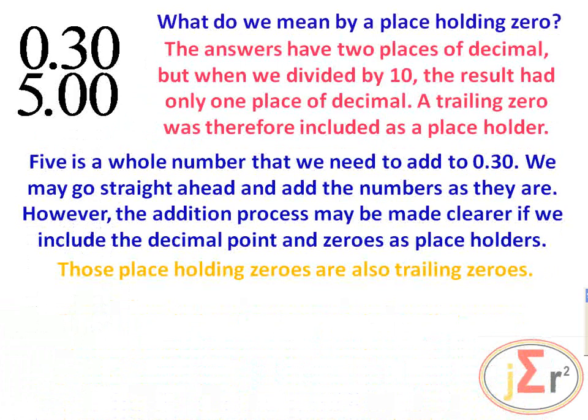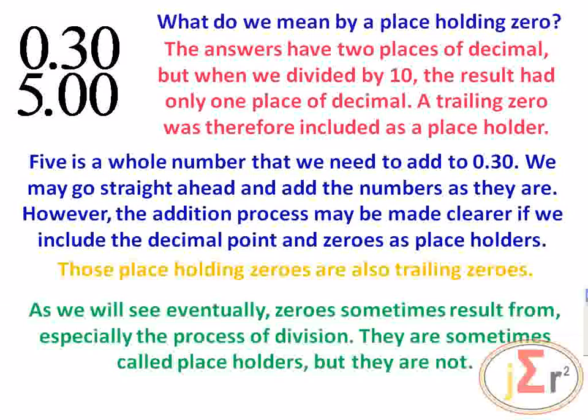Those placeholding zeros are also trailing zeros. As we will see eventually, zeros sometimes result from especially the process of division. They are sometimes called placeholders, but they are not.